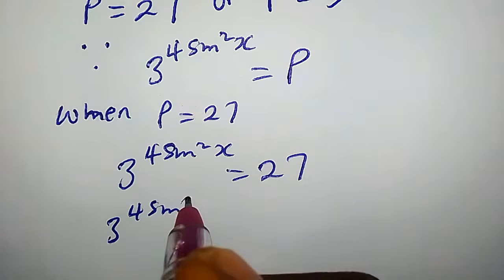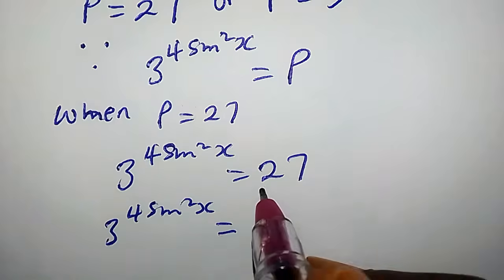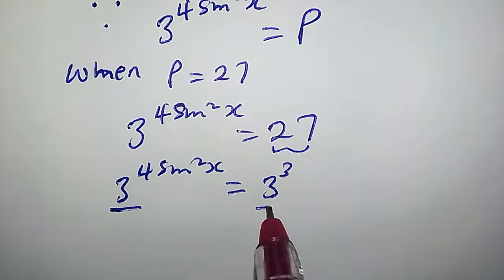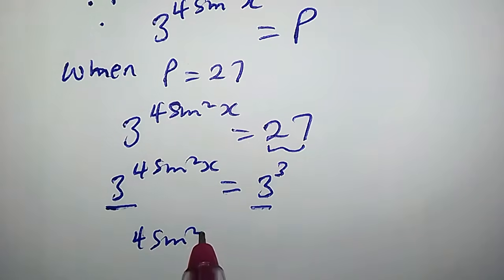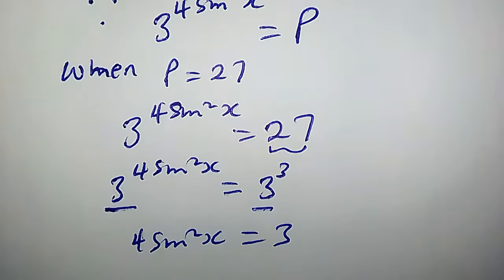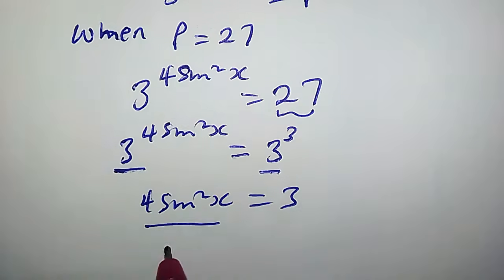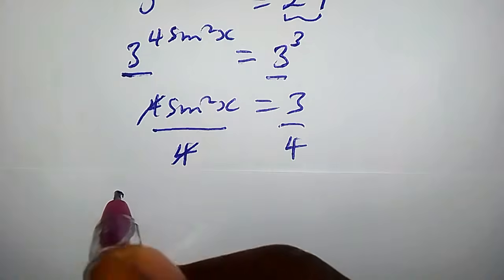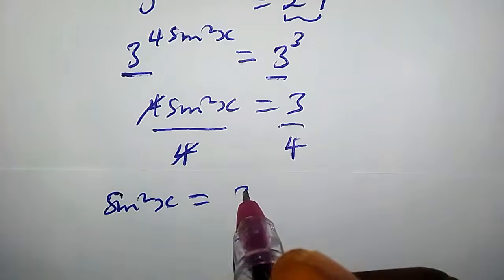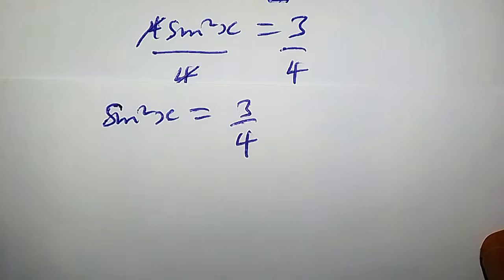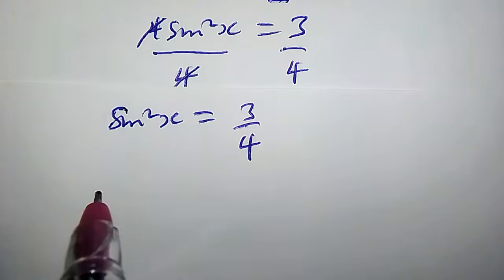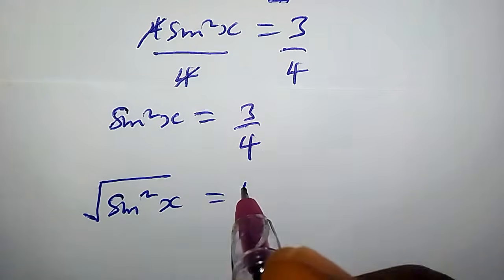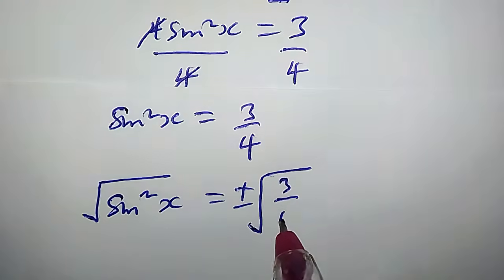3 raised to 4 sine square x is equal to 27 could be written as 3 raised to 3. You will see that since we have the same base, 4 sine square x is equal to 3. If we divide both sides by 4, 4 cancels 4, so we are left with sine square x equal to 3 divided by 4. Let's continue. If we take square root of both sides, we have square root of sine square x equal to plus or minus square root of 3 divided by 4.